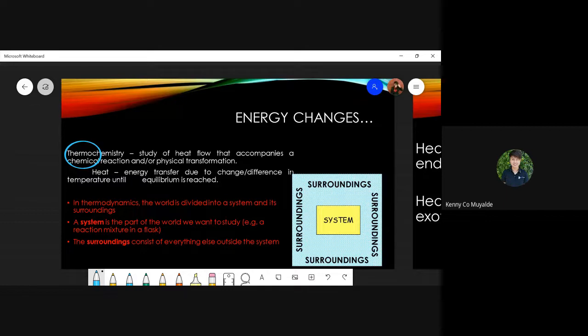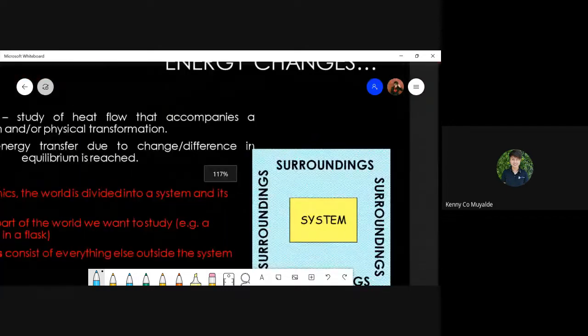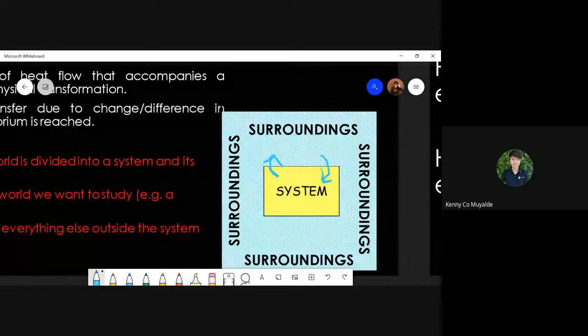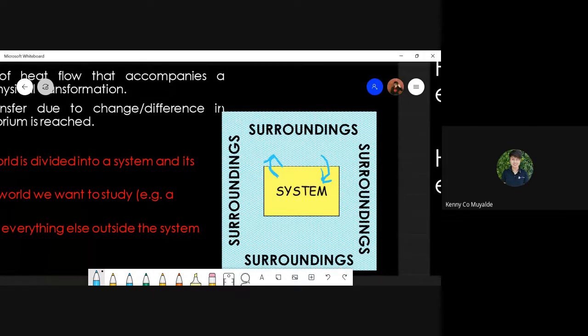Okay? So based on this picture, makikita natin na ito yung system and then we have the surrounding. Kung si system ay nag-release ng heat, the system releases heat, sino ang mag-absorb? Of course, the surrounding. Kung si surrounding ay nag-release ng heat, sino ang mag-absorb? Of course, si system. So that is their relationship. Inverse ang kanilang relationship. Inverse meaning opposite. Kung si system nag-release ng heat, ang mag-absorb naman si surrounding. Kung si surrounding ay nag-release ng heat, ang mag-absorb ay si system. Okay?